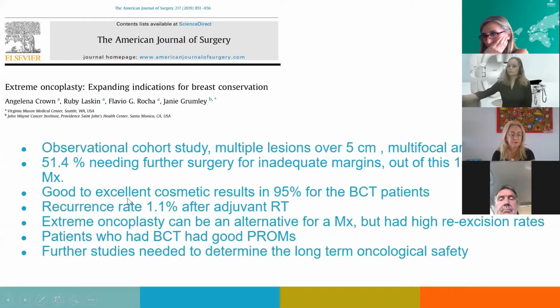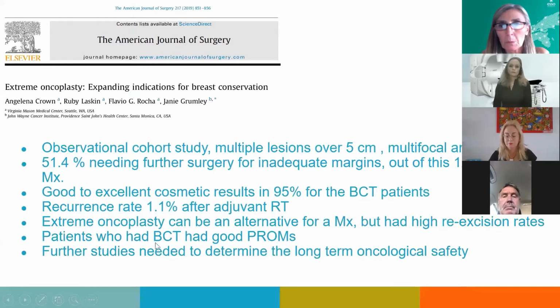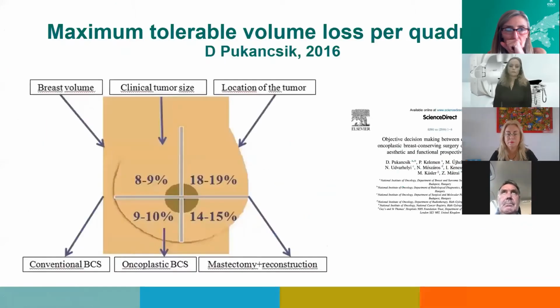However, what they also say is that those patients who had breast conservation had good to excellent cosmetic results in 95% of the cases, and they had very low local recurrence rates, adding, of course, adjuvant radiotherapy. Therefore, extreme oncoplasty can be an alternative for a mastectomy, but we have a high re-excision rate, which we have to count with. And when we consent our patients, we have to tell them that there is a high chance of need for re-excision, or even conversion to a mastectomy. Further studies are needed to determine the long-term oncological safety of these extreme oncoplasty procedures.